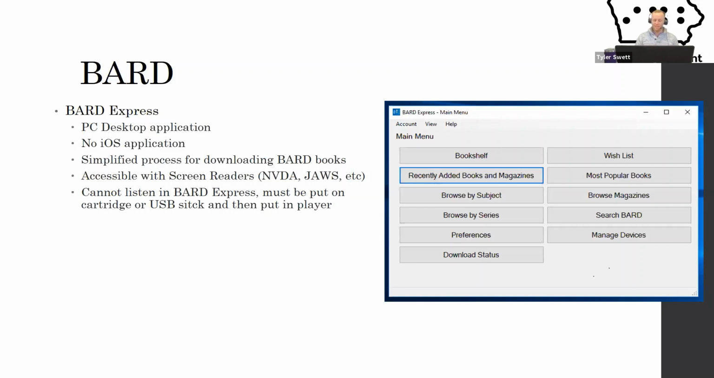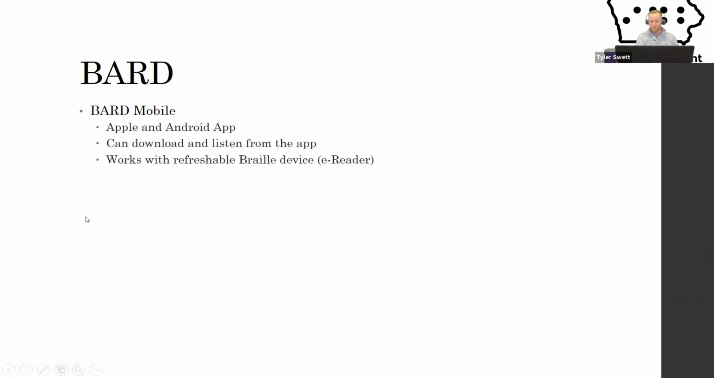There's no listening in BARD Express. They've talked about adding that in the future, but as of now, it has not gone that far yet. The other thing I really like is that it's easier to search than the website. It's even easier than their mobile app, which they are improving on. That's the biggest benefit of the Windows application: it's really easy to search. The other way to get BARD books would be BARD Mobile.